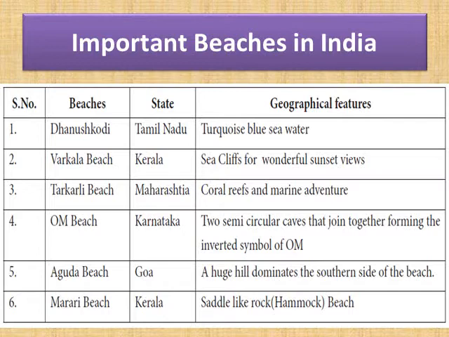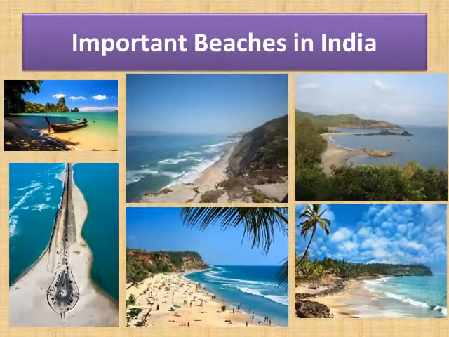The Dhanushkodi in Tamil Nadu, its beautiful feature is the turquoise blue sea water. In Kerala, you have the Varkala beach with sea cliffs for wonderful sunset views. The Tarkarli beach in Maharashtra is famous for its coral reefs and marine adventure. In Karnataka, you have the Om beach where you have two semicircular caves that join together forming the inverted symbol of Om. The Aguda beach in Goa, a huge hill dominates the southern side of the beach. The Marari beach in Kerala is a saddle-like rock, that is a hammock beach.